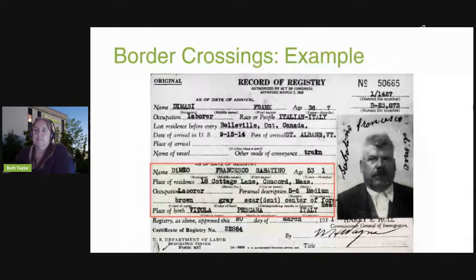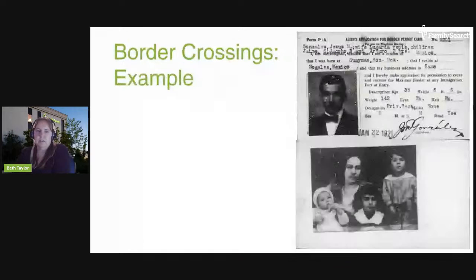This card is actually for a man named Frank DeMasi, but it tells us that when he actually crossed the border, his name was Francesco Sabatino de Mayo. So you kind of see that there has been a little bit of change in his name. Most likely he anglicized it the longer he was in the United States. It also tells us he was born in Vitola, Italy, and that he's 53 years old. So good information if you want to track him and trace him into Italy.